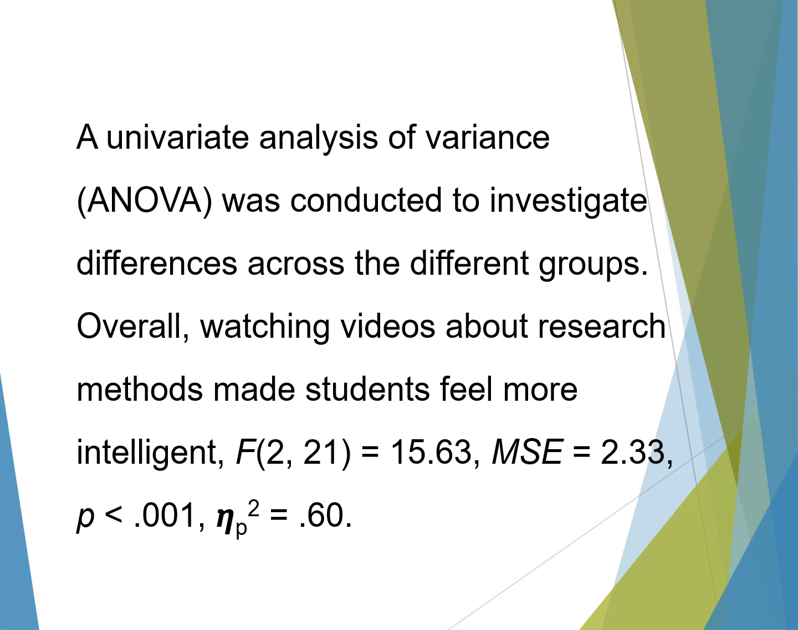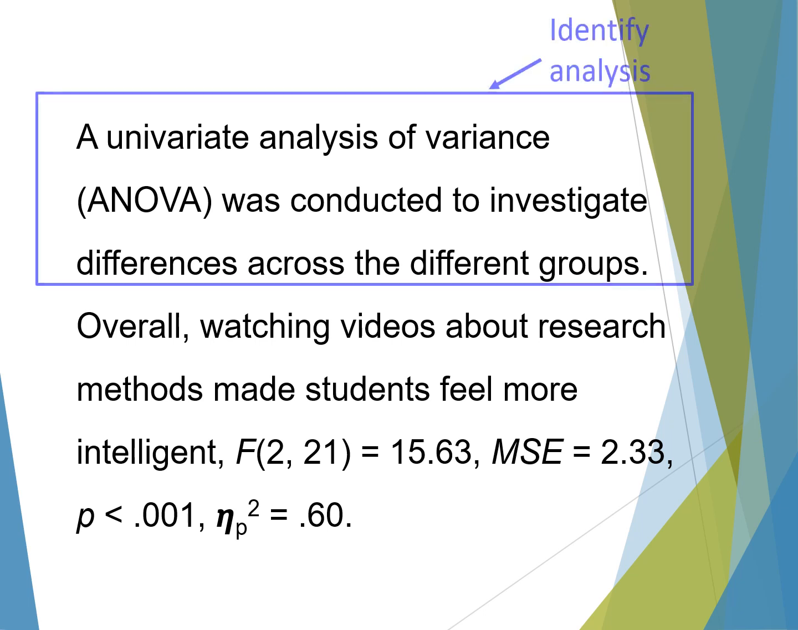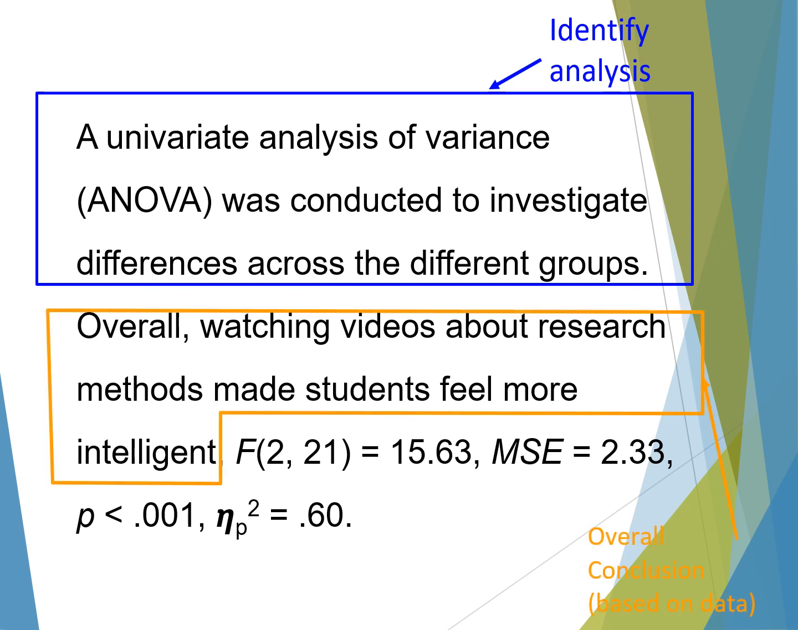So it might look something like this. We're going to start by identifying the analysis. A univariate analysis of variance, or ANOVA, was conducted to investigate differences across the different groups. Okay, is there any difference anywhere? That is what that overall ANOVA is for.